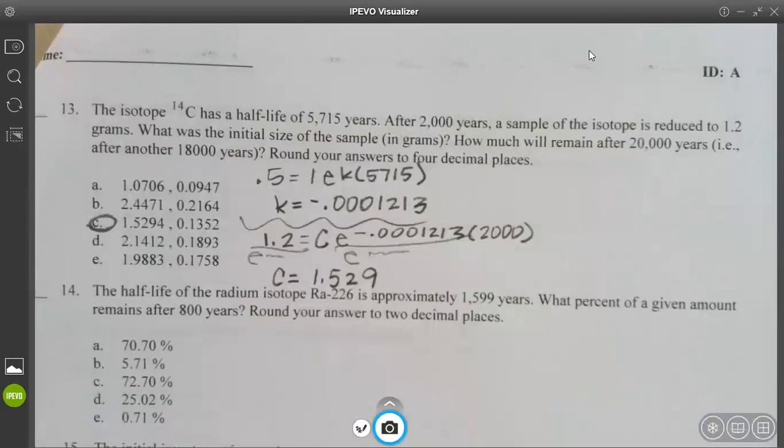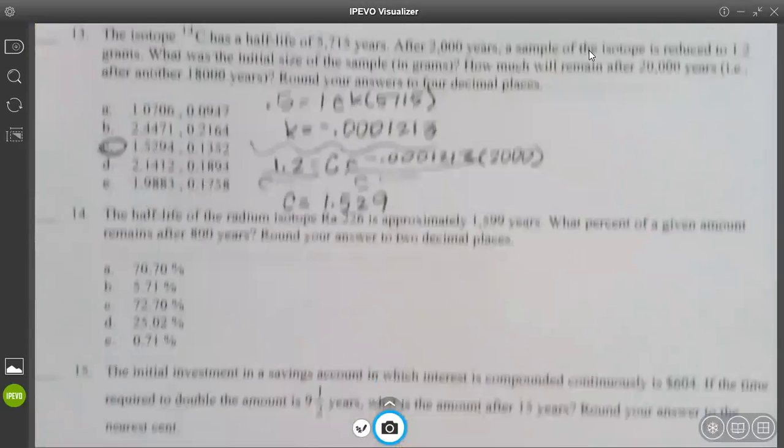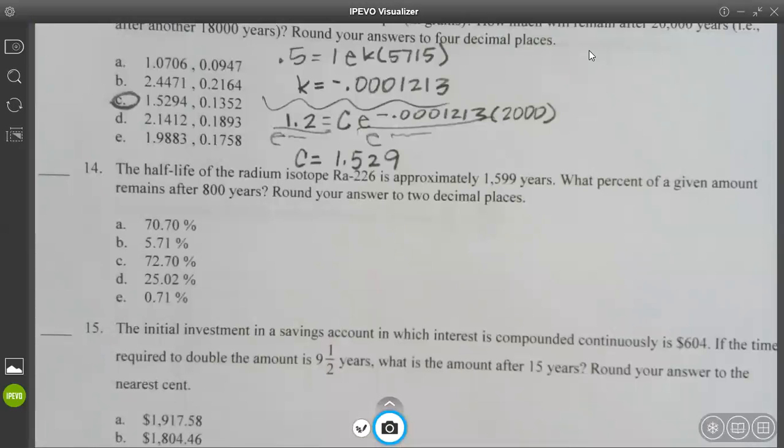The next question says, how much will remain after 20,000 years? Oh, be careful because it says, i.e. after another 18,000 years. So just be careful. Okay, so you should be fine with this one. And then go to the next question after that. But I think your test is the same. Remind me, I'll look before I walk out. I'll look at your test here in third period today. And if there's anything that I feel like I didn't go over, I'll make sure that I go over it before your test. Okay. All right.